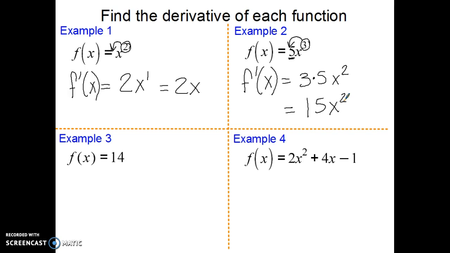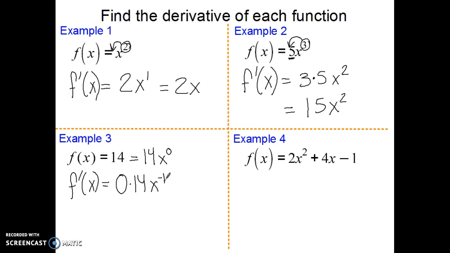This also works for finding the derivative for constant terms. So I can rewrite f of x as 14 times x to the 0th power. Now, x to the 0th, if we bring that 0 out front, will give us f prime of x is equal to 0 times 14 times, if I lower the exponent on x to the 0 by 1, I'll have x to the negative 1.